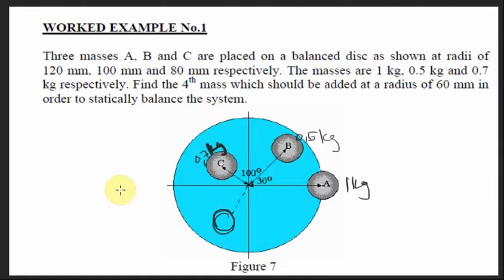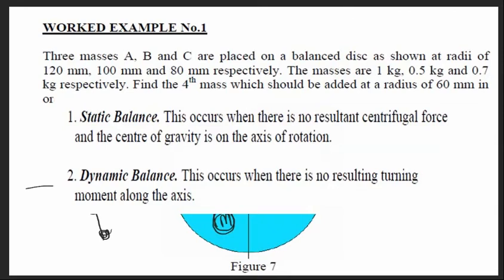meaning that the forces will cancel out. As we can see, the first thing is that this is a one plane problem, meaning that all the masses lie within one plane. So we have three masses. We're going to add another mass here such that this system is balanced. We're going to call this M, since this is the unknown mass. So let's go through this question.